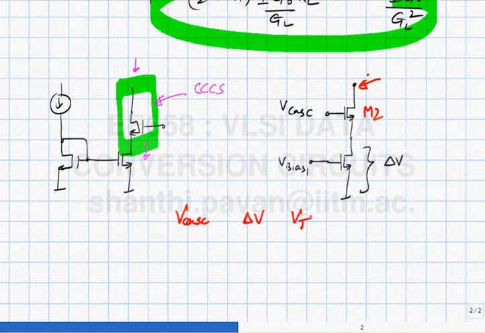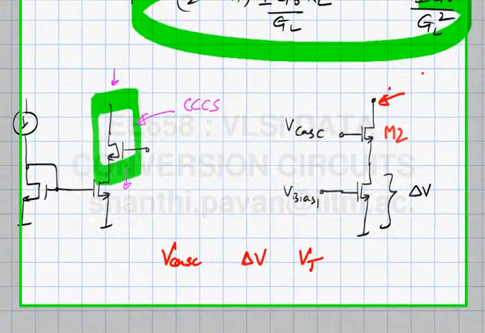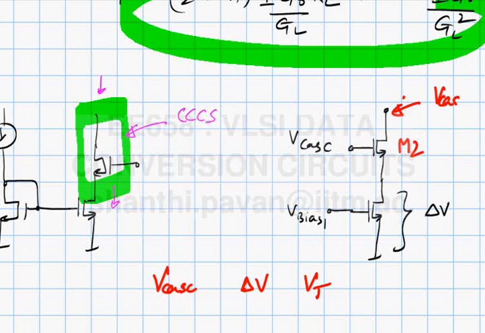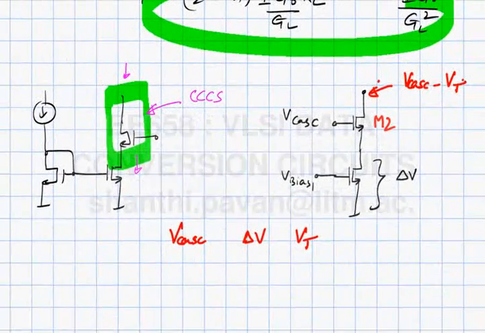V cascode minus VT. See, if you have a MOS transistor, the gate is at some voltage. How low can the drain go before the transistor gets into triode? It can go one threshold below the gate. So if the gate potential is V cascode, the lowest potential the drain can go while still keeping M2 in saturation is V cascode minus VT.